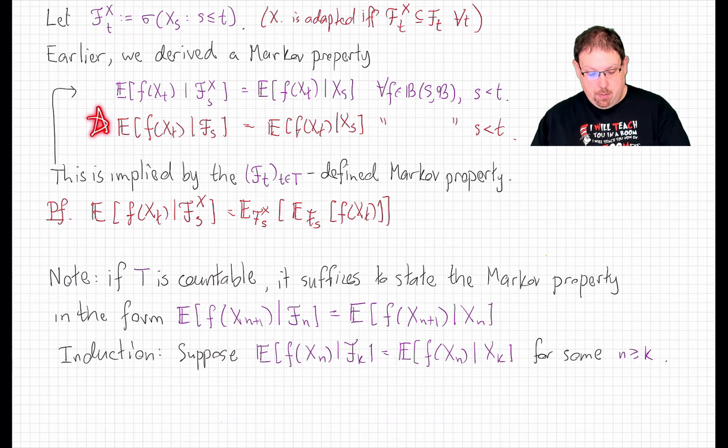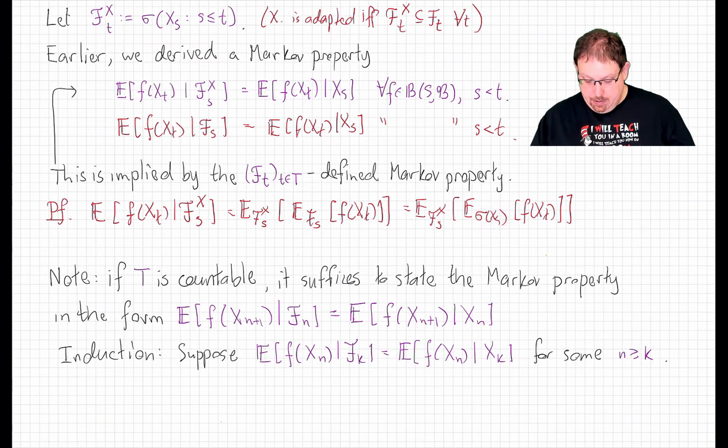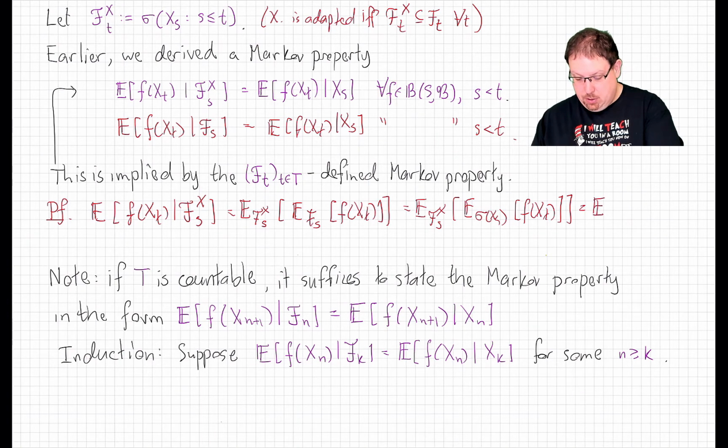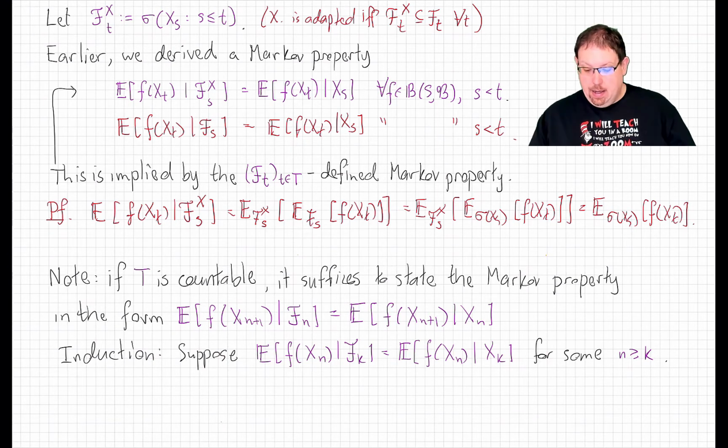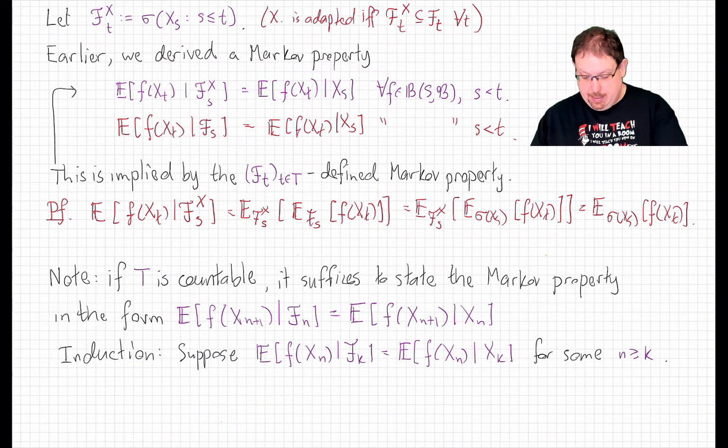Now, if this more general Markov property holds here, then I can express this inside conditioning as just conditioning on the random variable at time s. And now I can use the tower property again, since this is contained in here as the process is adapted. And this is just conditioning on sigma of X_s. And that gives me this weaker Markov property with respect to the filtration generated by the process itself.